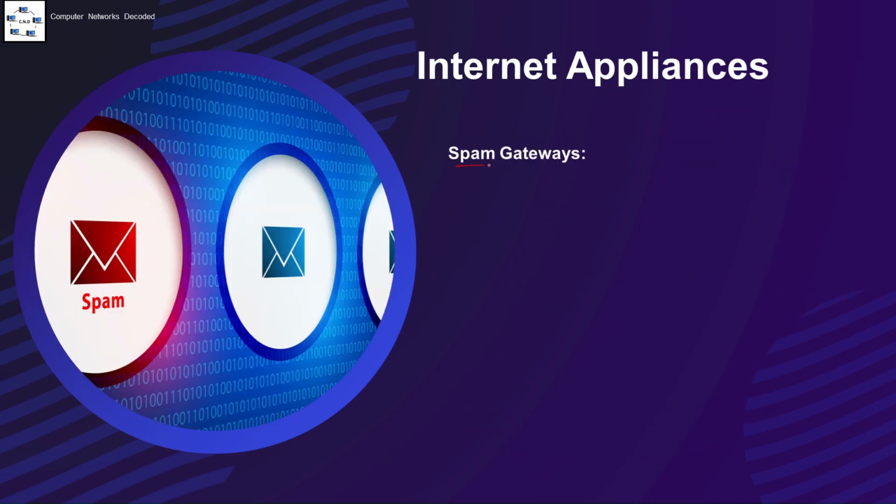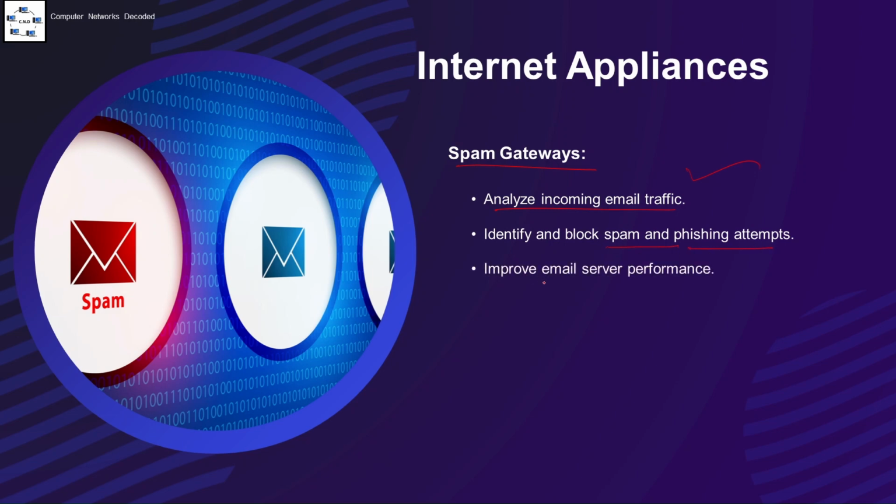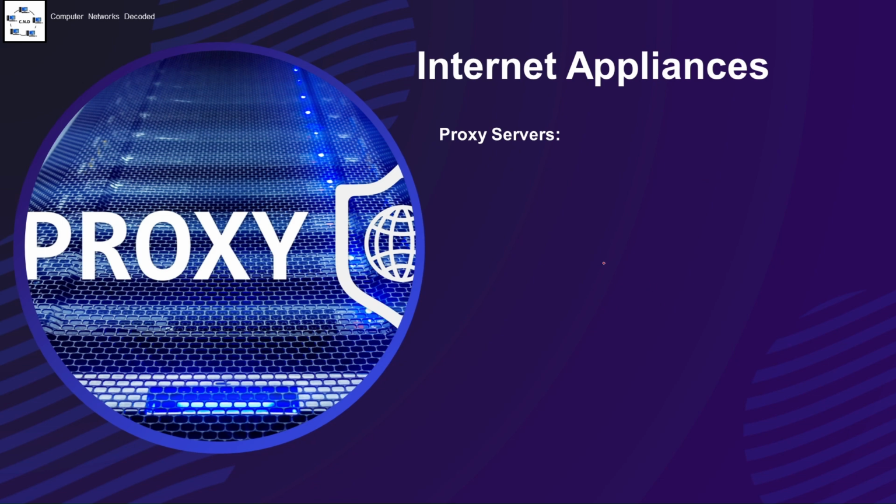Next appliance is the spam gateway. So the spam gateway basically analyzes the incoming email traffic inside your organization. It identifies and blocks spam emails and phishing attempts. It improves email server performance because all the spam is blocked and never reaches the email server. It also enhances network security because the threat from phishing attempts and spam is blocked by the spam gateway.